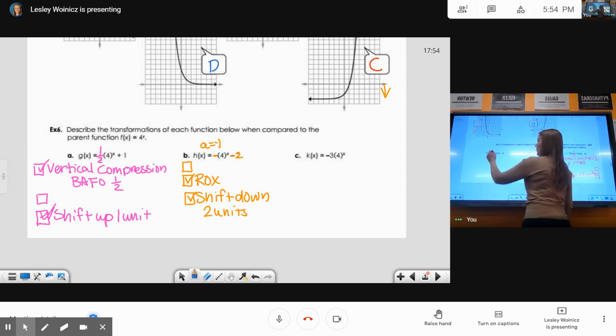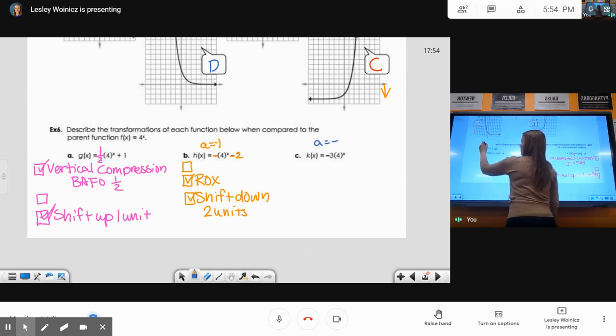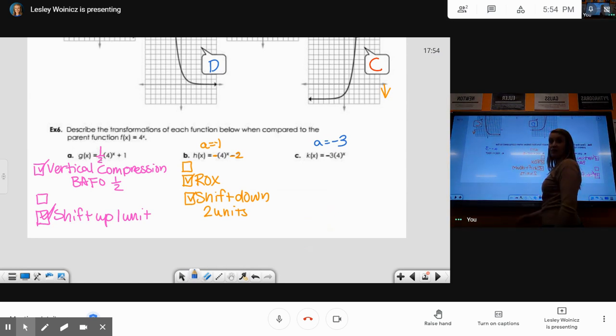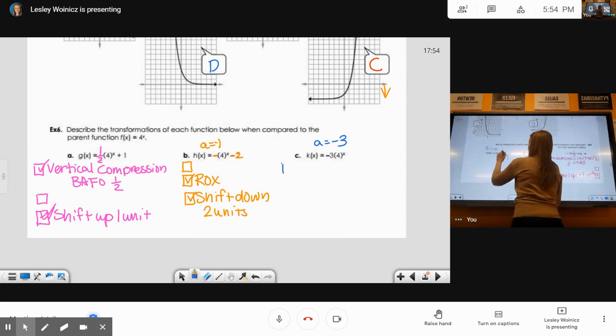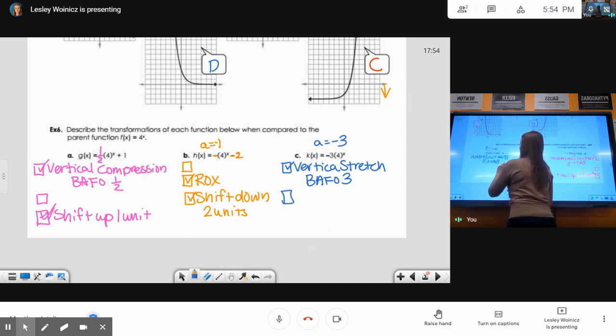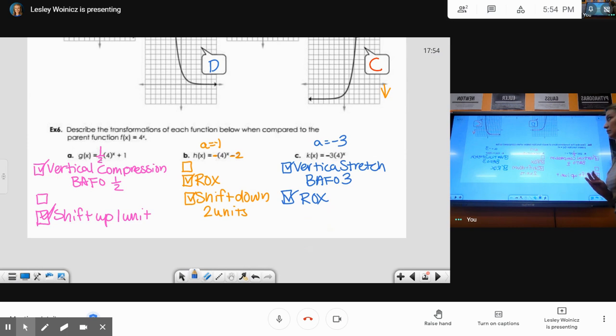Okay, last, my A is -3. So that A value is doing two things. First, it's stretching it vertically by a factor of 3. So I have a vertical stretch by a factor of 3. And the second thing is that it's negative, so we have a reflection. And that's all she wrote.